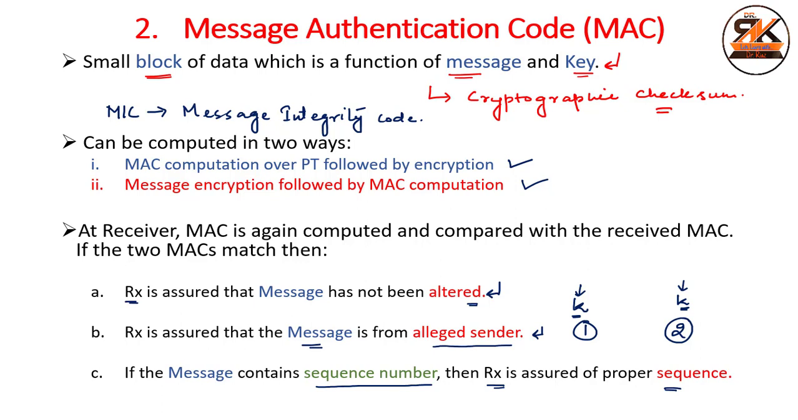And the sequence number, like we have sequence numbers in TCP, and we have in HDLC, we have sequence numbers in the X.25 protocols. So we have sequence numbers. If there is presence of sequence numbers in the packets, then the receiver is assured that there is a proper sequence. That means no drop of a packet has occurred.